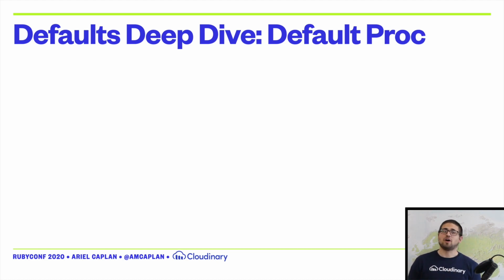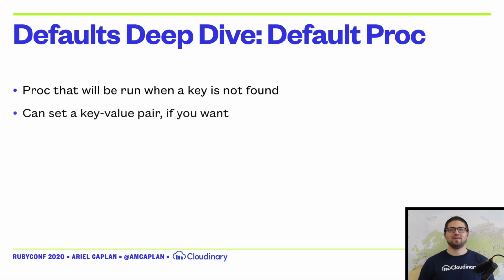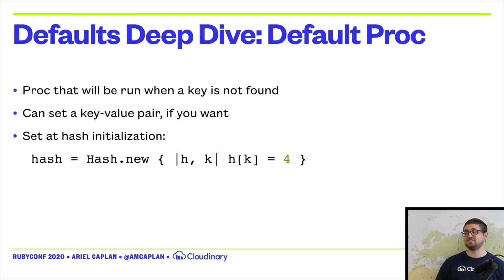Okay, now default proc. We didn't talk about this yet, but default proc is kind of like default value, but instead of being a value, it's a proc. It's a function that will be run when a key is not found. And unlike default value, you can decide, yes, I'm going to set this key value pair if the default proc is run.